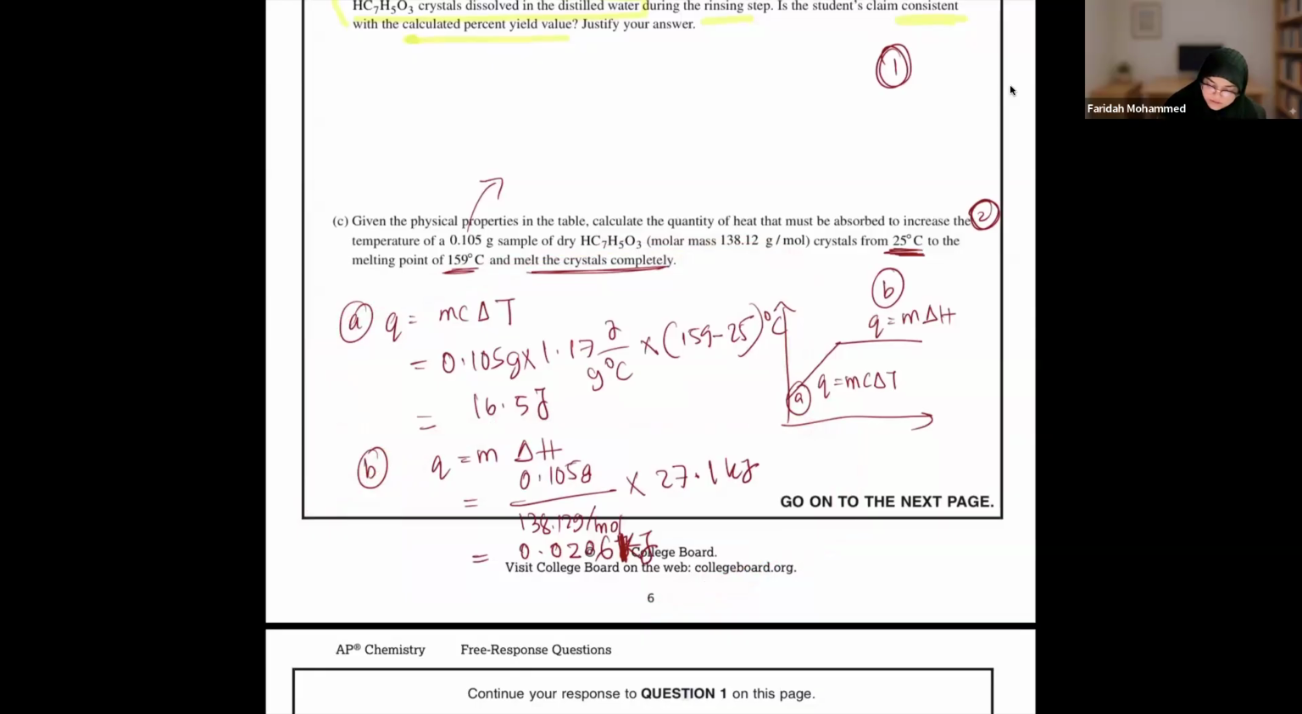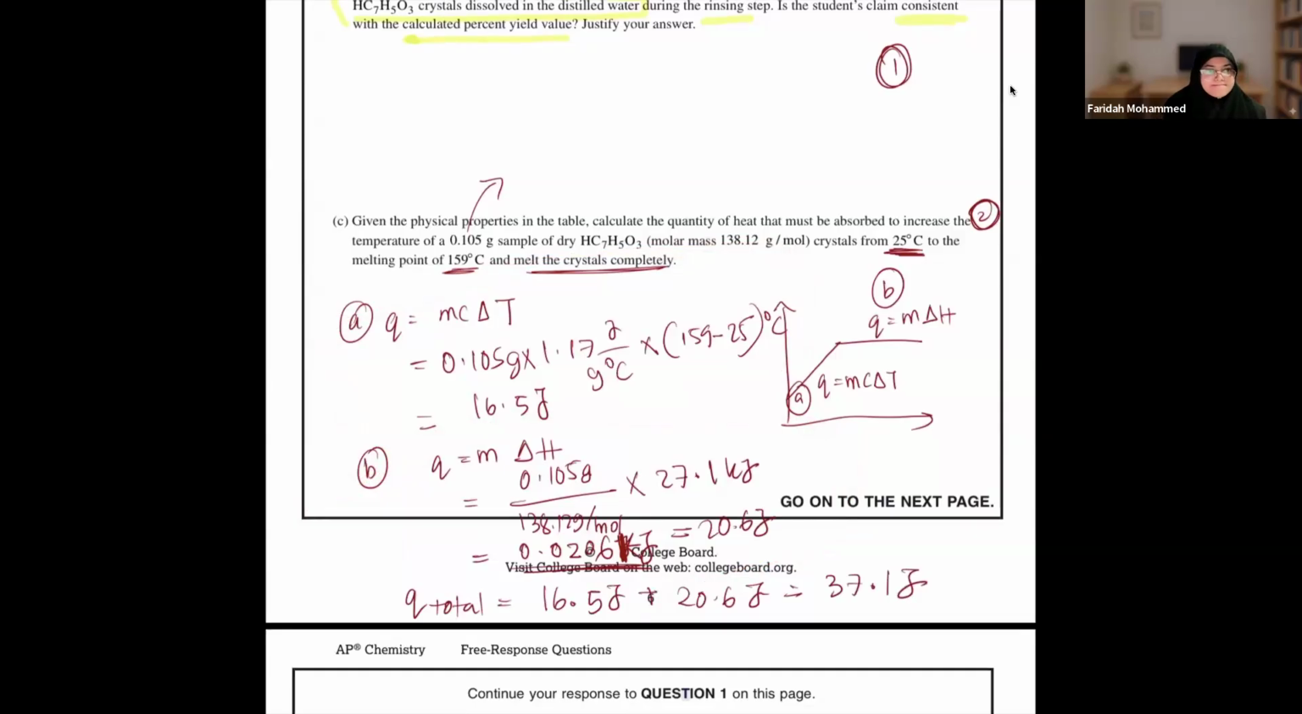So the total Q would be 16.5 joules plus, you have to convert these kilojoules into joules before you add them, 20.6 joules. That gives you around 37.1 joules.